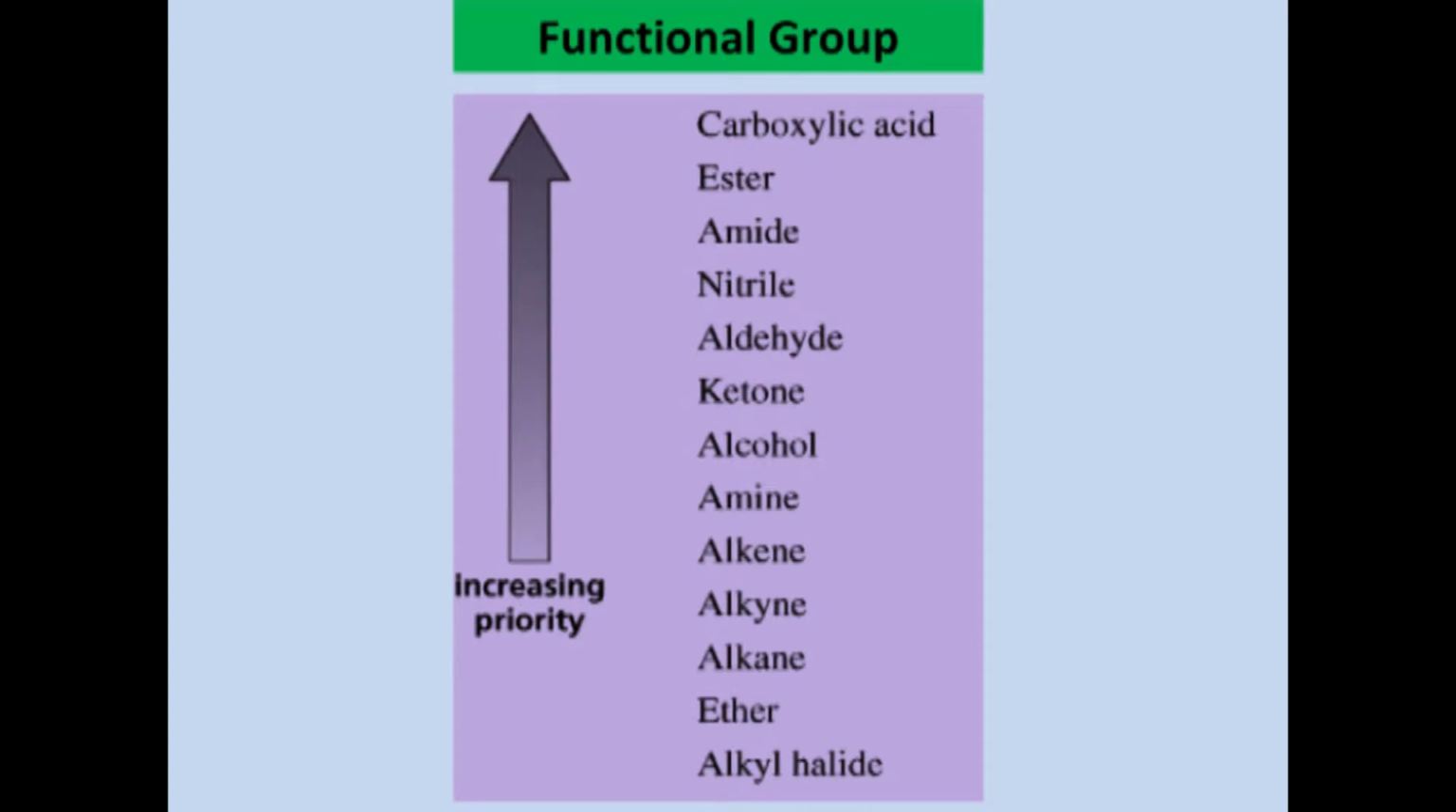Functional group. The functional group is the main part of an organic compound. By observing the functional group, we can detect what kind of reactions a chemical compound can give. Lots of functional groups are given here, from carboxylic acid to alkyl halide. The priority increases from down to up. Carboxylic acid is the highest priority here. Nitrile has higher priority than aldehyde. Ketone has higher priority than alcohol. Amine has higher priority than alkene. This is needed for reactions and multifunctional reactions as well.